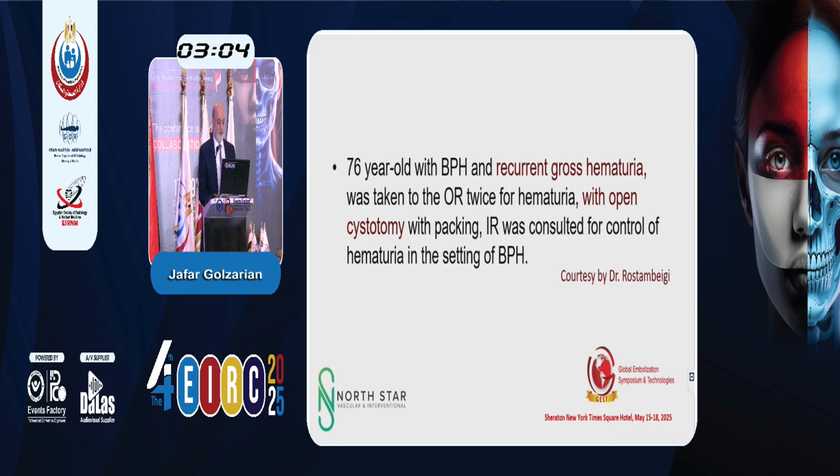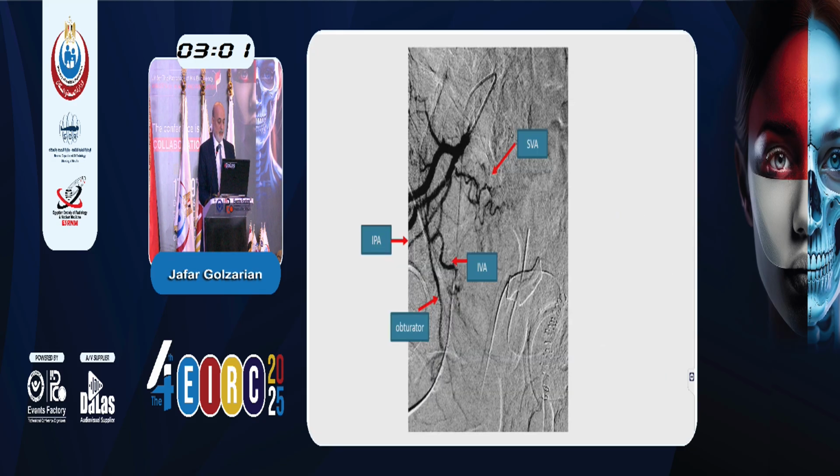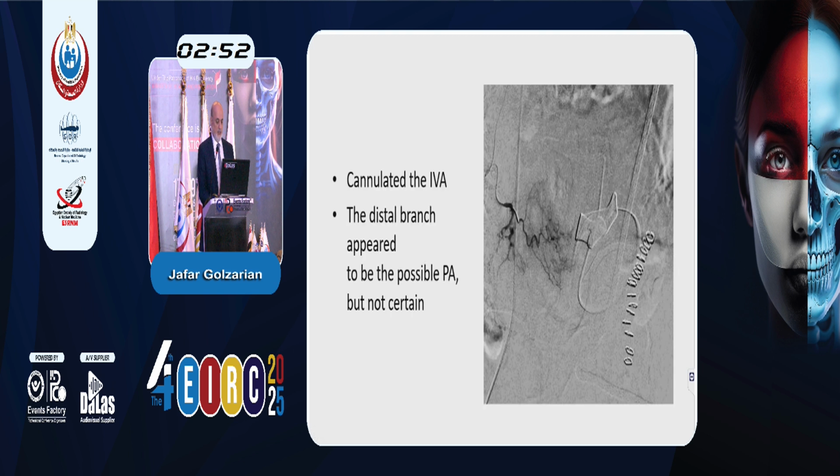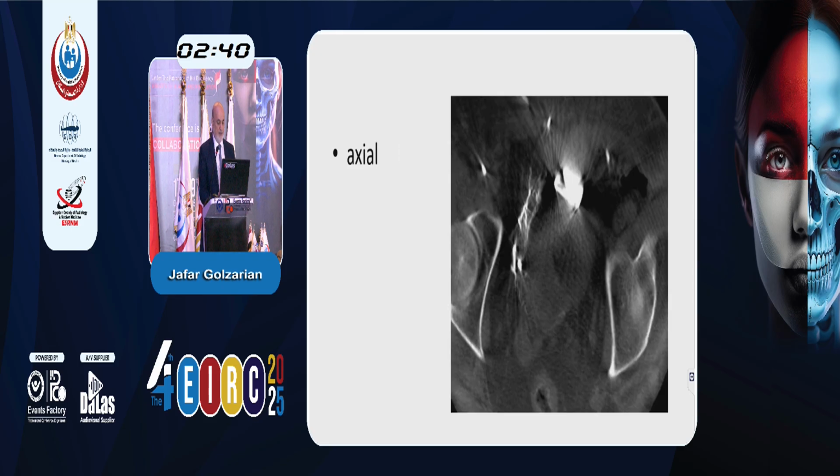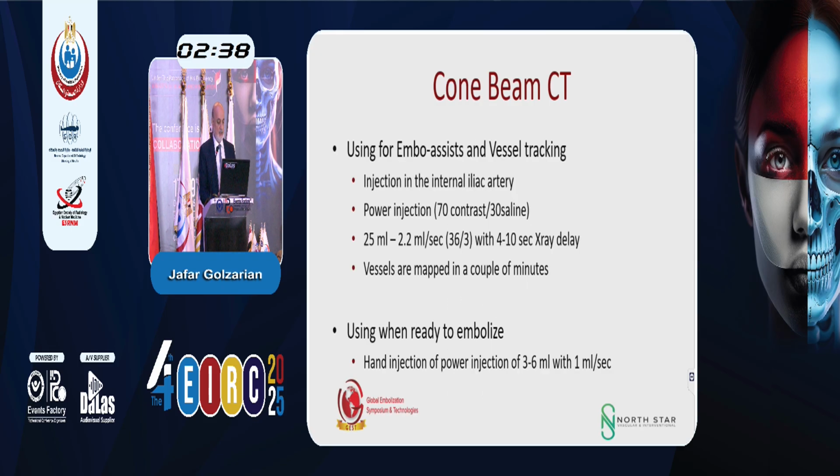And I show some of the examples where an experienced physician, like here, Dr. Rustam Begi, went for this vessel, considered to be the prostatic artery, catheterized here, and did a cone beam CT that showed that he's actually majorly in a bladder vessel. And examples like this are not rare.